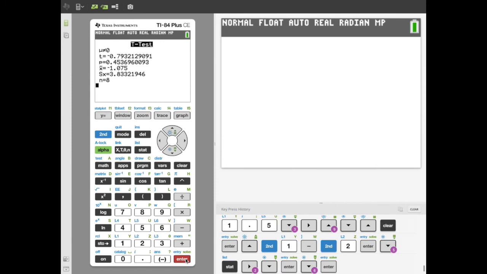And I can see a bunch of information here. I have my test statistic, which is my t-score. I have my p-value for my hypothesis test. This right here, the x-bar, is the mean of my sample. My sample came from L3. That was my differences. So if we're looking at part B, this is the mean of my differences. It's my x-bar. And the Sx then is going to be the standard deviation of my differences. 3.8332. So there's our information for B.